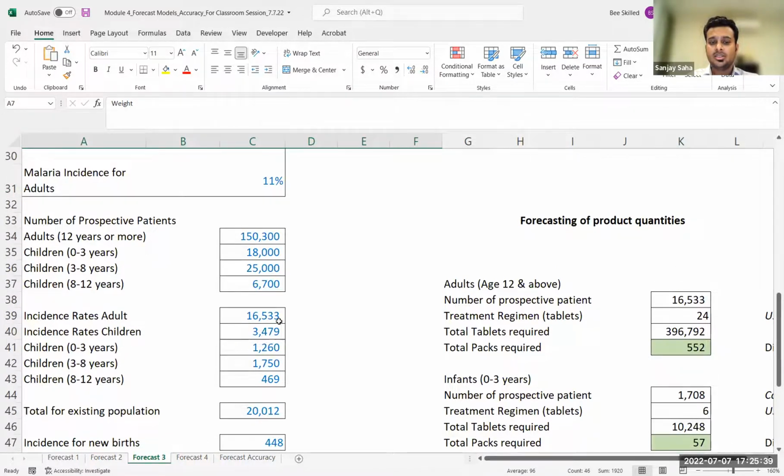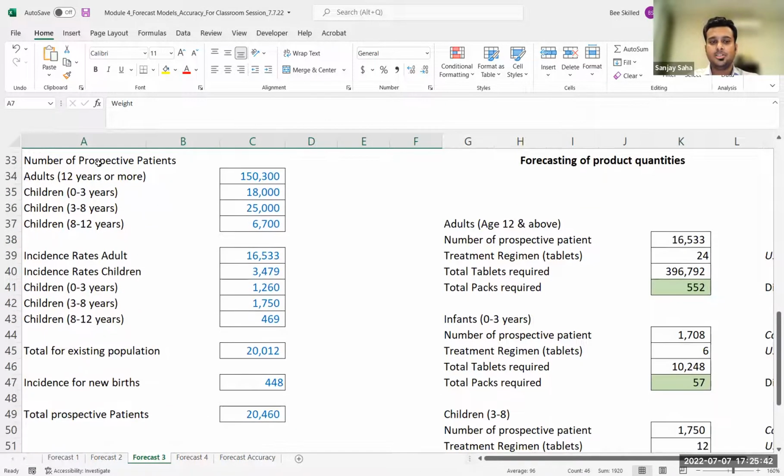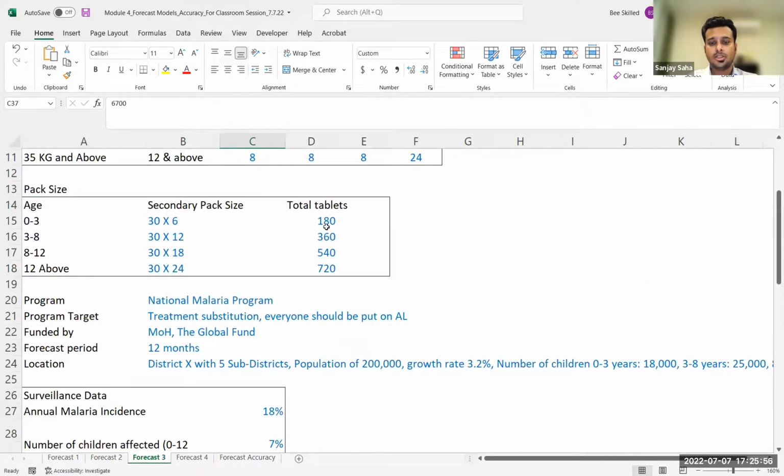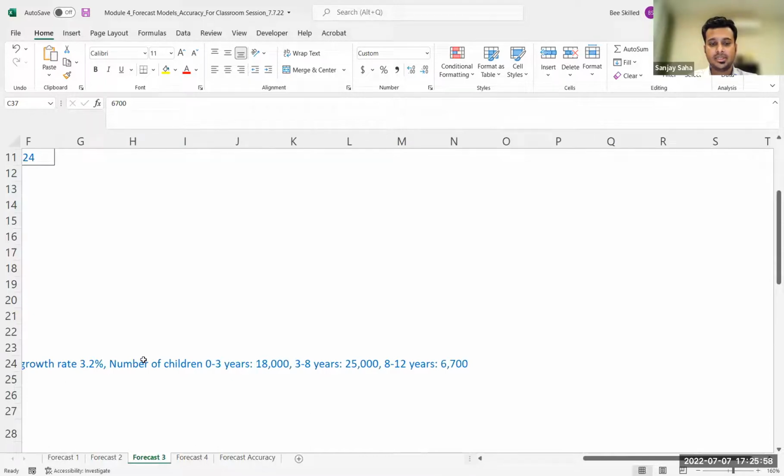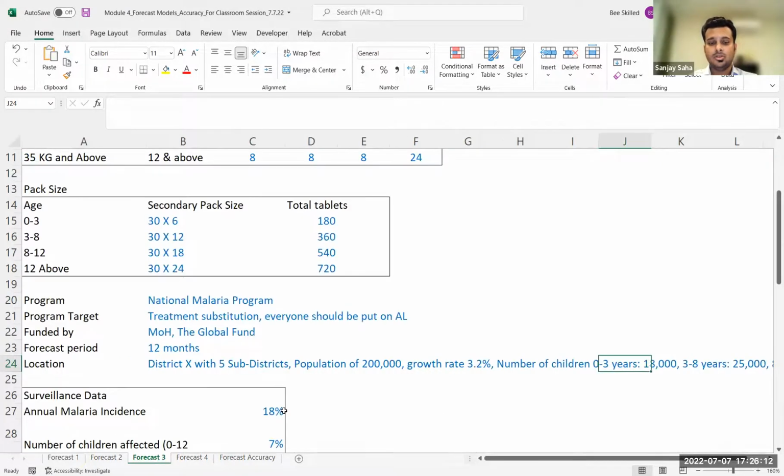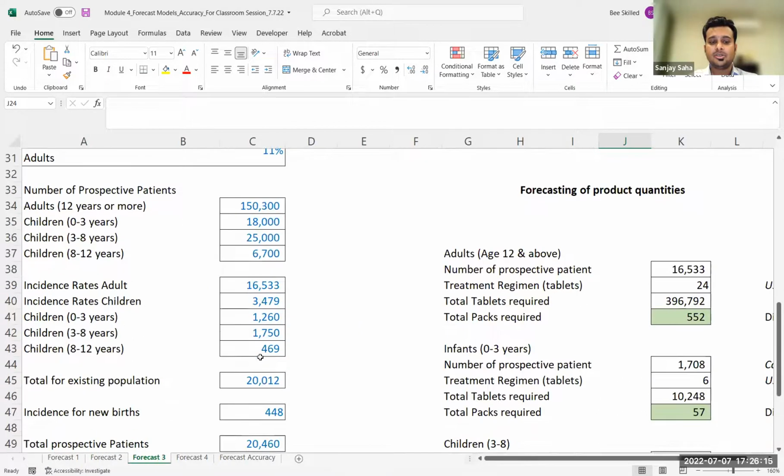First, we will determine the number of prospective patients. So we will determine how many adults there are in total in district X. We know the number of children here. The data set is given here: in district X, 0 to 3 years of age, 18,000; 3 to 8 years of age, 25,000; and 8 to 12 years of age, 6,700. So we write them down and then we try to understand the incidence for each category.